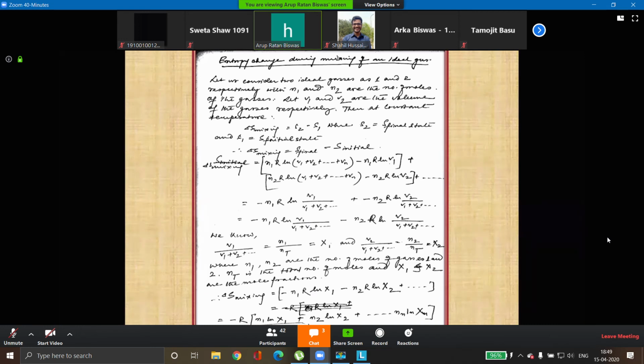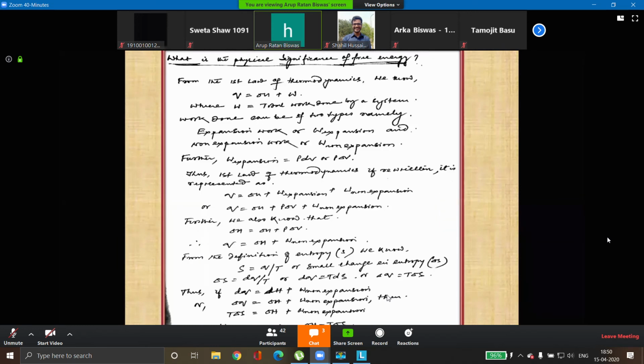So XB is also 1. Now the formula is minus R, and here if you see, minus R times the number of moles NA ln XA plus NB ln XB. So this is the equation, where my cursor is: minus R, N1 ln X1 plus N2 ln X2. This equation will be used in this numerical. Do you understand? Yes, sir.